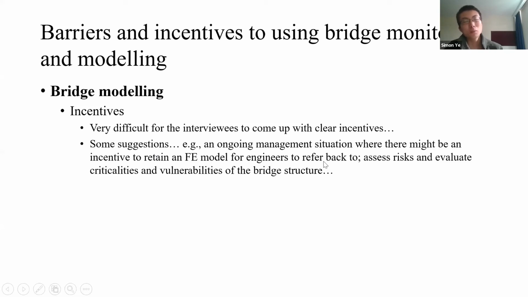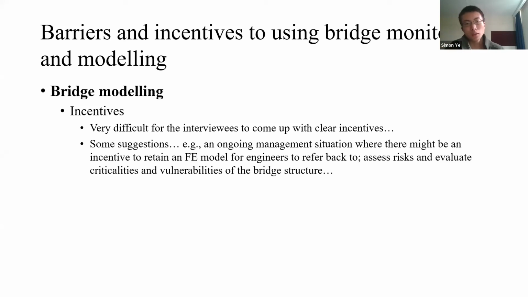Basically, there needs to be some scenarios, let's say you have specific issues with that bridge and you know that you need to constantly look after it, and then there's probably an incentive for you to keep an FE model because you need to keep an eye on that bridge very frequently.